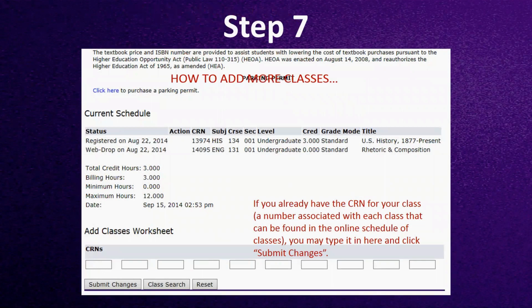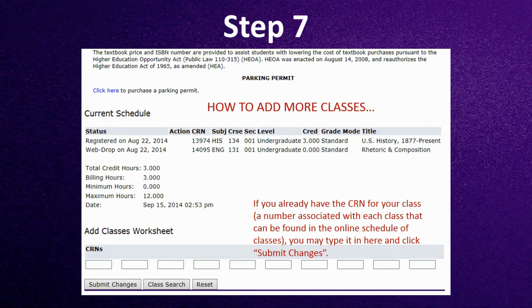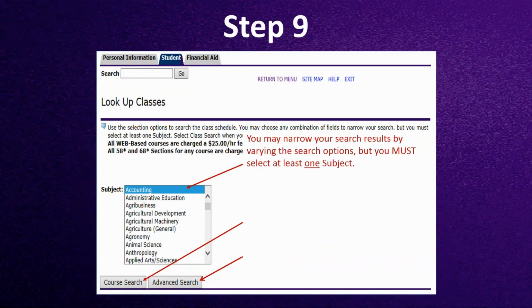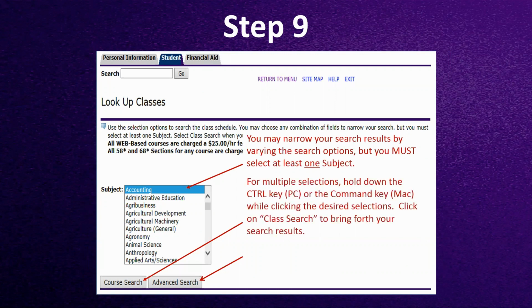How do you add more classes when you have the course CRN number? You can type each CRN number where indicated under the Add Class worksheet, then click Submit Changes. If you do not have the CRN numbers, you will click on Class Search to search for your class. You may narrow your search results by varying the search options, but first you must select at least one subject. You can also do an advanced search to add more search parameters.